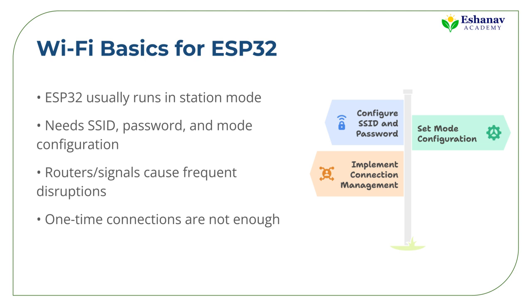Think of it like driving. You don't just start the engine, you also monitor fuel, speed, and warning lights continuously. Similarly, Wi-Fi connectivity requires continuous monitoring and smart recovery strategies. That's why professionals never rely on blocking loops for Wi-Fi, but instead adopt event-driven handling. It's what transforms fragile demos into reliable systems capable of running unattended for months.